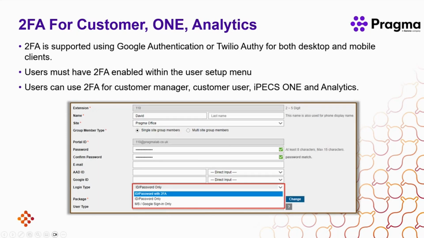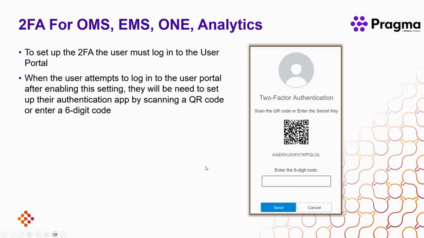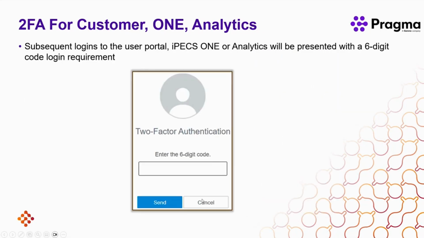When you first set a user up with ID password 2FA, when they first go to log in, they're prompted with this screen. This is pretty standard. They have a QR code, they scan it on their relevant app, enter the 6-digit code on the app, and then that's the app configured to that user. On next login, they're presented with the 6-digit code option, which is the code on the app that will pop up.